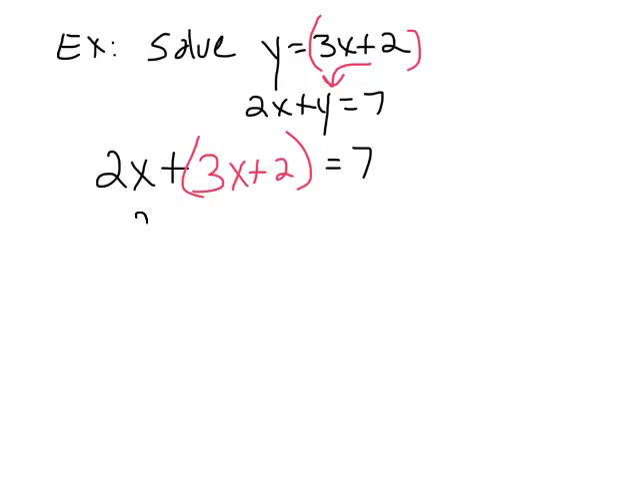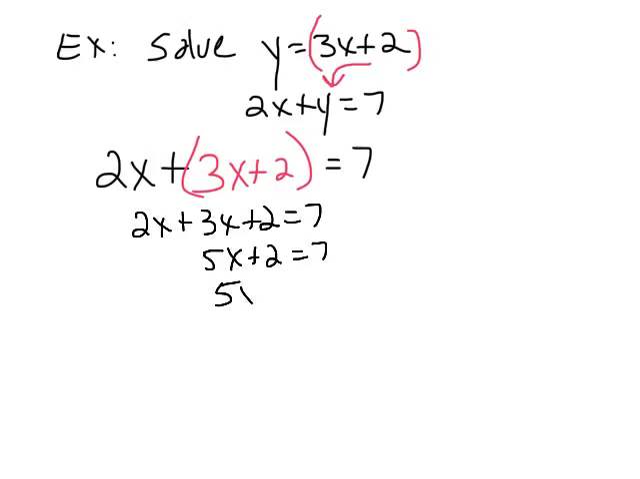The 2x plus 3x plus 2 is equal to 7. 5x plus 2 is equal to 7. Subtract the 2, you get 5x is equal to 5. Divide away the 5, and x is going to end up being 1. Now this is easier to find the y because you already have y solved by itself.